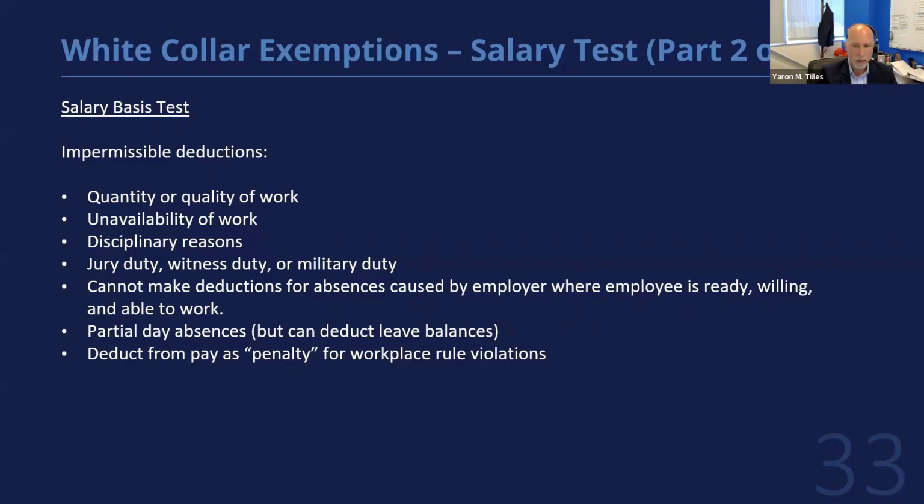So what are some impermissible deductions? I've got a list here that includes deductions for quantity or quality of work performed, unavailability because of operational needs, disciplinary reasons, jury duty, witness duty, military duty, cannot make deductions for absences caused by the employer where the employee is ready, willing, and able to work, partial day absences, though there are exceptions, and then deductions from pay as a penalty for workplace rule violations.